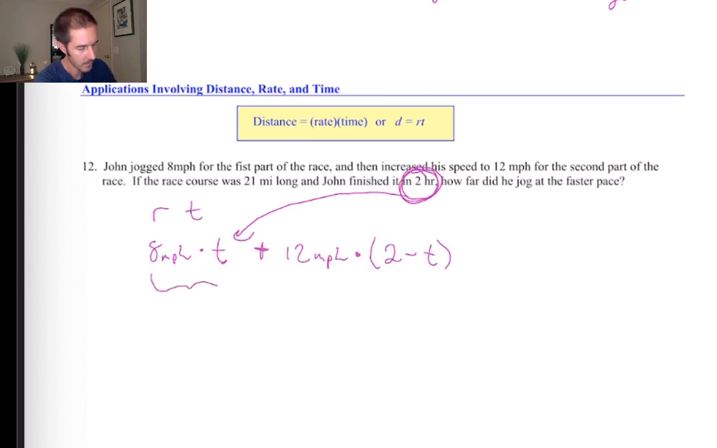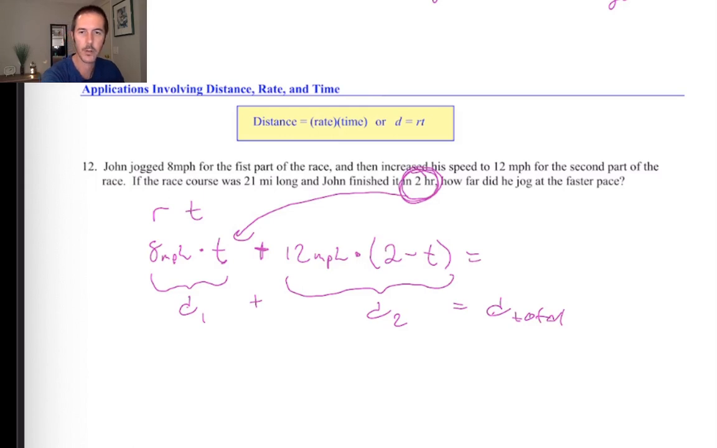Now this is a distance, and this is a distance. Wouldn't it be nice? D1, D2, D total. Wouldn't it be nice if the problem told us the total amount of distance that John jogged? If the race course was 21 miles long, right, the problem says that. So don't hesitate to keep looking back into the problem and making sure that you're using all of the data given to you. Typically, especially at the earlier stages of a chapter or in what's maybe considered an easier word problem, you're going to need to use all of the information given to you. So here, that total distance was 21 miles.